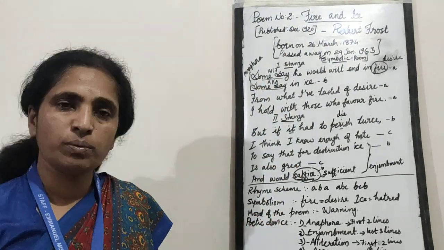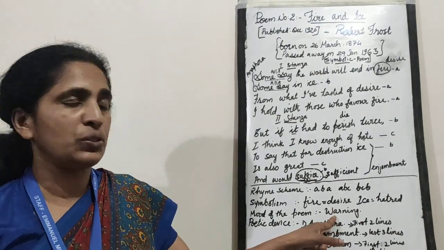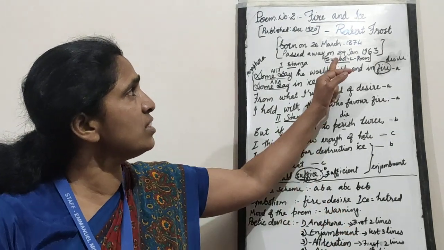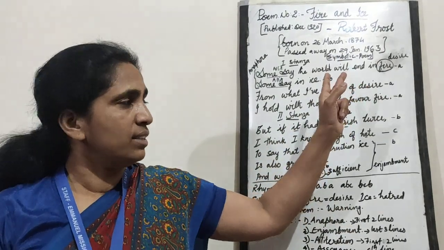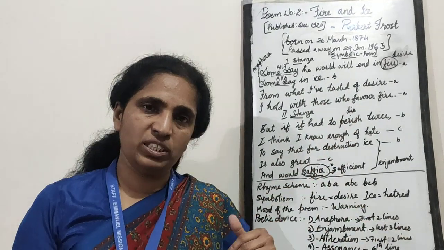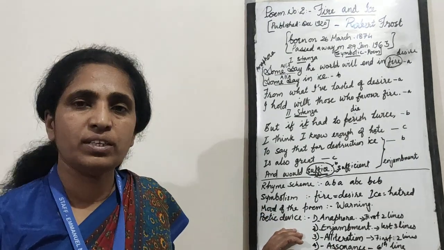Next one is the mood of the poem, which is warning. The poet is here giving some warnings to human beings. If we don't control our greediness or our hatred, then the earth will be spoiled, or the earth will be destroyed, or the earth will end. Then next one is poetic devices.